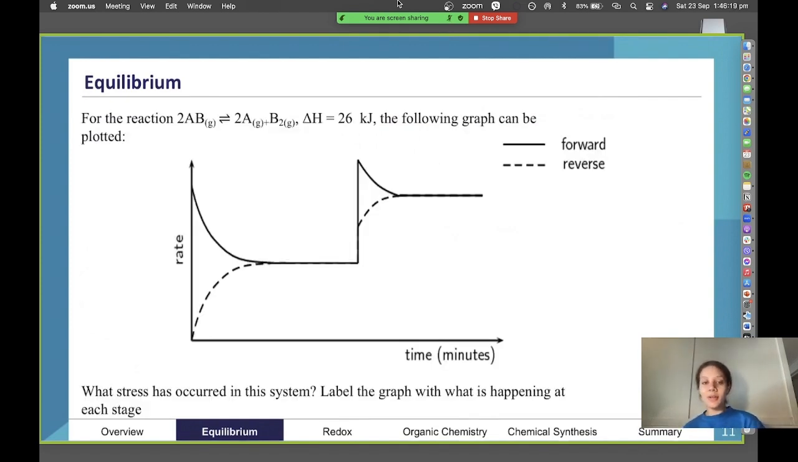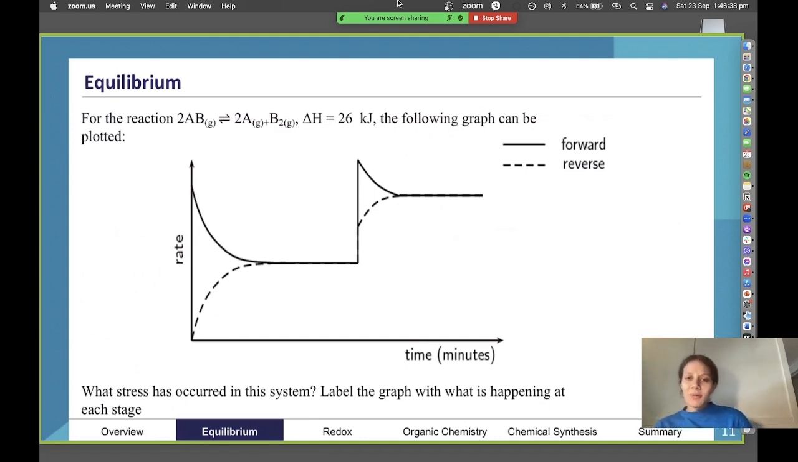All right, so that was a little bit looking at how to actually predict which way we're going to shift. Now we have a different kind of question looking at factors that affect equilibrium. For the following reaction, the following graph can be plotted. What stress has occurred in the system? Label the graph with what is happening at each stage.